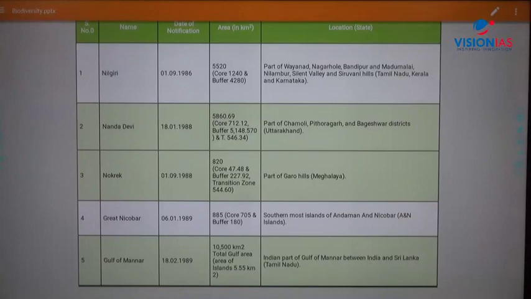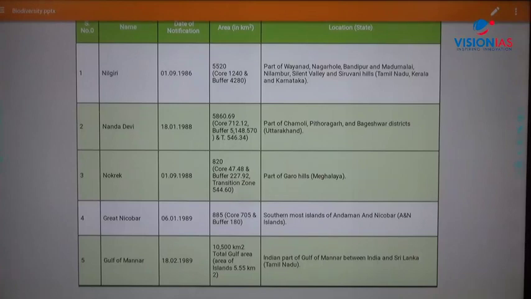Come on, write down. Number 1, Nilgiris. Announced in the year 2000. See here in our PPT, the date of notification was given as 1986. Means what? In the year 1986, the government of India has announced. But by UNESCO, it is 2000. Got the point? It was identified by UNESCO in the year 2000.